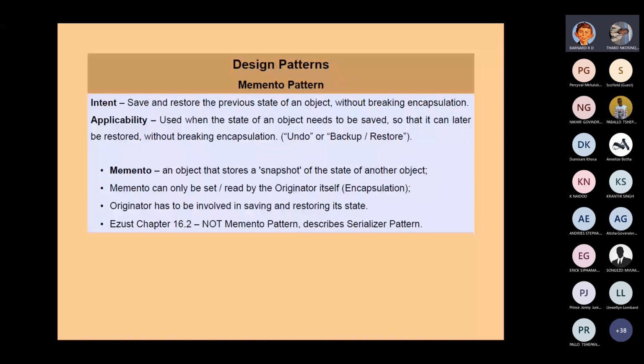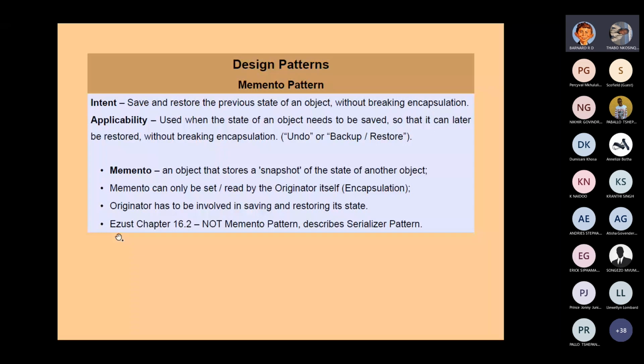The originator is the object whose state is being stored. And this is the encapsulation part. The originator, the object whose state is being stored, is the only thing that can set or read the memento. And that's how encapsulation is preserved. It cannot be set or read externally. Or to sum that up, the originator has to be involved in saving and restoring its state. And that is basically to preserve encapsulation. So no other class or object gets access to the state other than the originator, the object whose state has been stored, and the memento, which is the object that stores the state. Other than that, there's no access to anyone else.